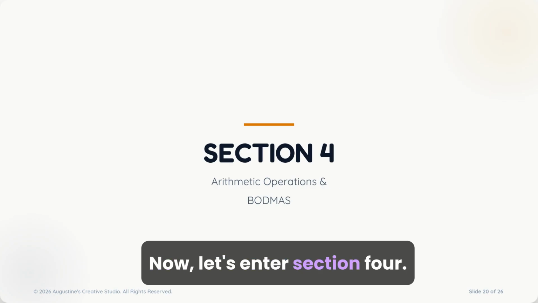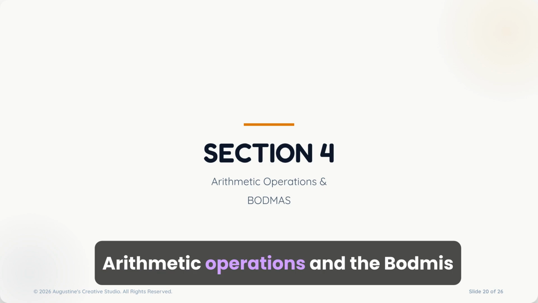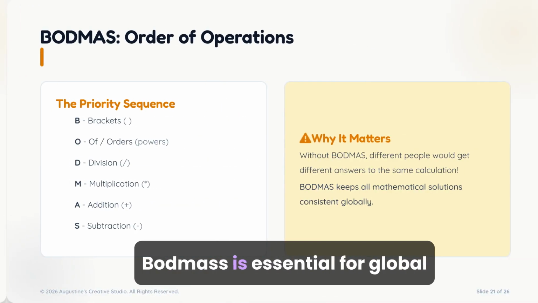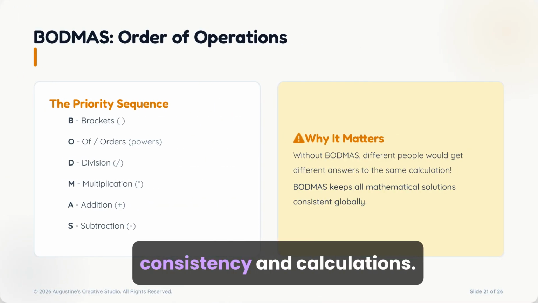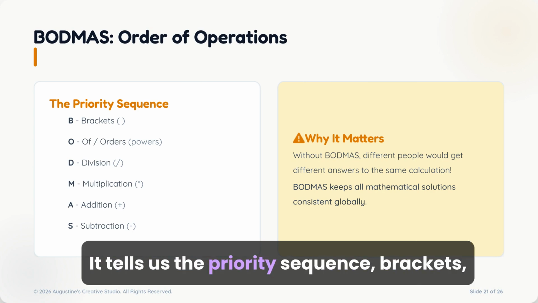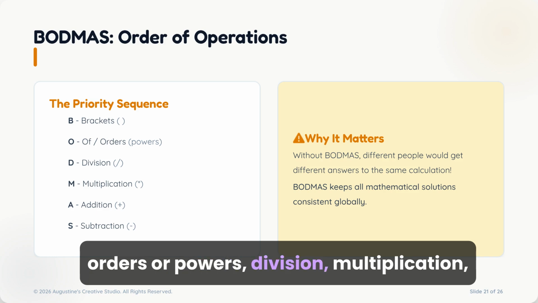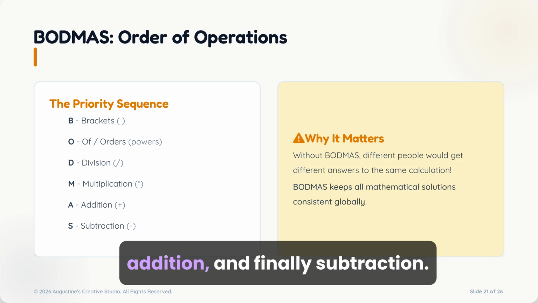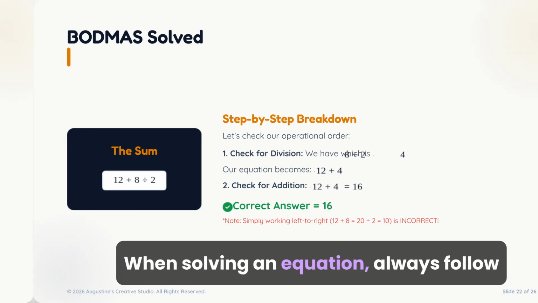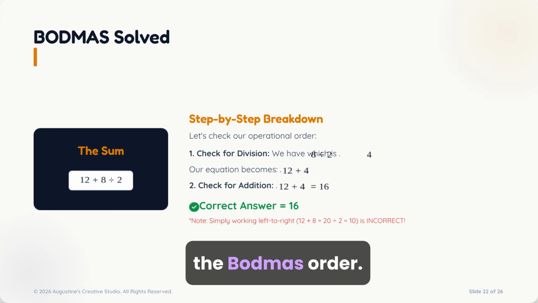Now, let's enter Section 4, arithmetic operations and the BODMAS rule. BODMAS is essential for global consistency in calculations. It tells us the priority sequence: brackets, orders or powers, division, multiplication, addition, and finally, subtraction. When solving an equation, always follow the BODMAS order.